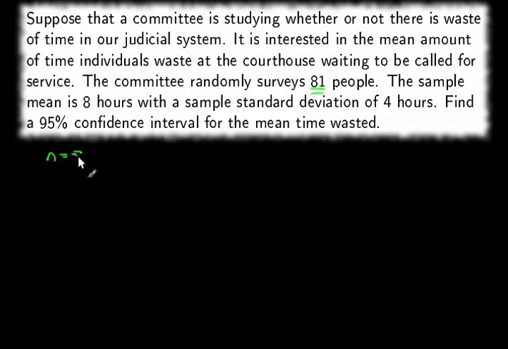So the sample size is 81, that's N, with a sample mean of 8 hours. So we have a sample mean of 8 hours and a sample standard deviation of 4 hours. So this is the information that GeoGebra is going to need in order to calculate the confidence interval for us. So let's go and see how that's done.